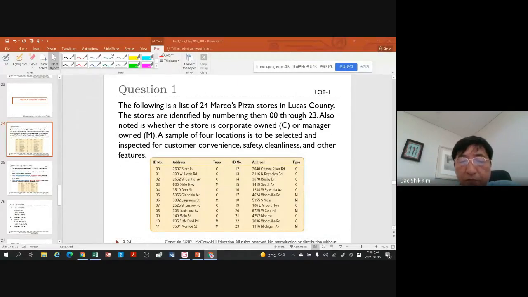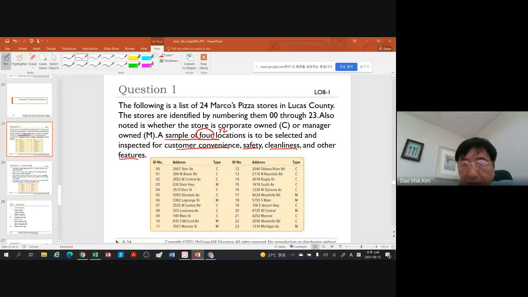A sample of 4 locations is wanted, and now she wants to pick 4. This is the sample size, small n. Small n is 4. They are to be selected and inspected for customers' convenience, safety, cleanliness. They want to check convenience, safety, cleanliness, and other important features based on a customer survey.